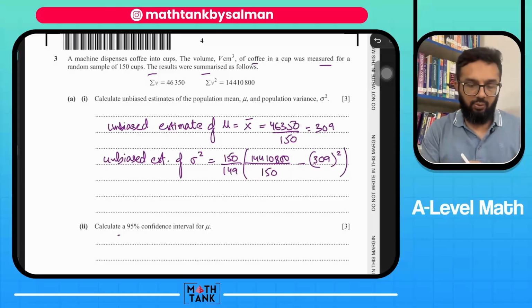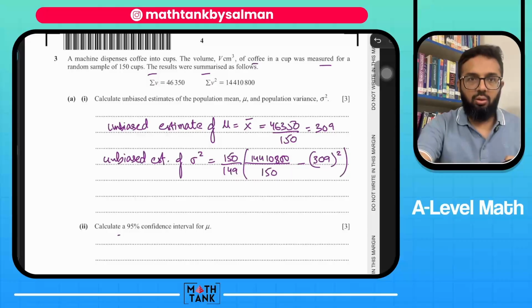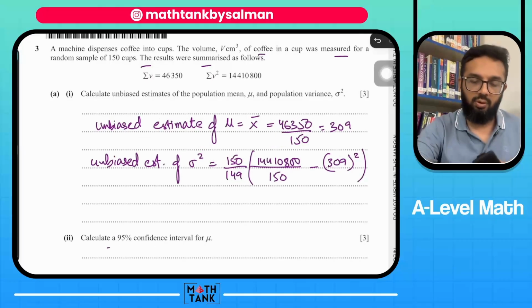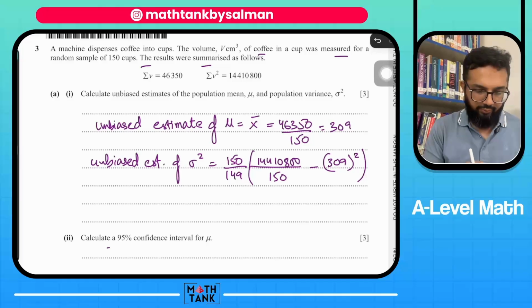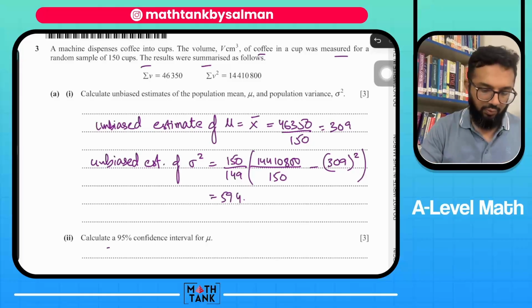Okay, so 144,108,00 divided by 150. Okay, so calculating this, so 594.966. Three significant figures is 595.